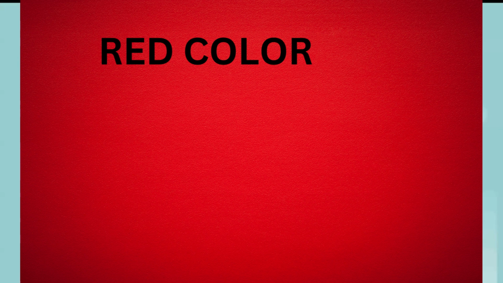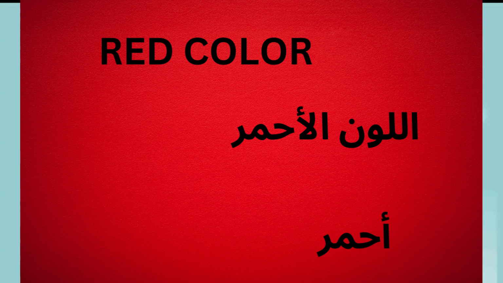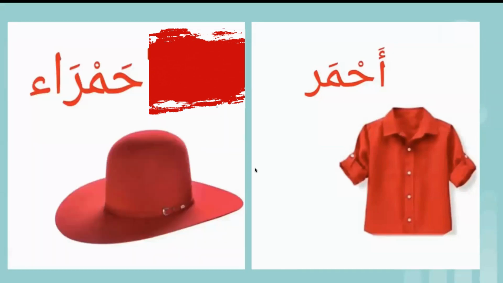Next, do you remember how to say red color in Arabic? اللون الأحمر. We tell the color, اللون, and then say الأحمر, or you can just say أحمر. So the red color is called أحمر in Arabic. And this is the shirt. In the masculine form, we say red color as أحمر, but for the feminine form, we say it as حمراء.